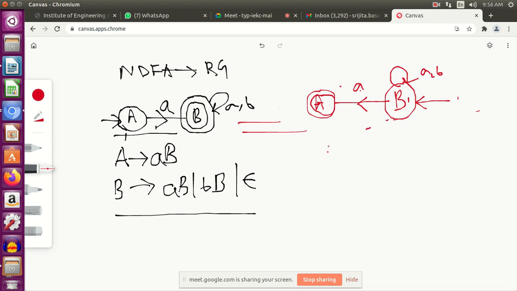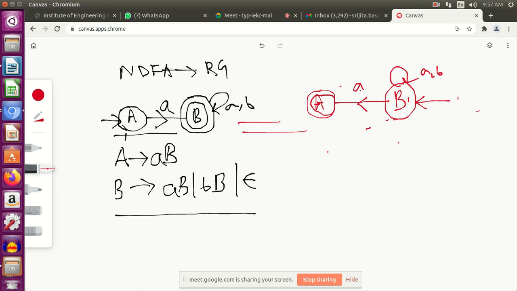Ma'am, I have one question. In the given question, the languages start with the symbol A, but when you reverse it, it may start with B. Yes, it can start with B. I have not completed the process yet. Once I complete it, you will see that the grammar we get will be equivalent to this one. Okay.